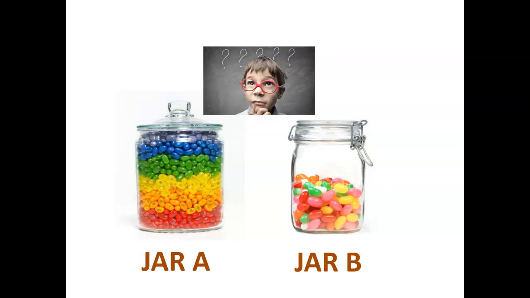Now, we're assuming that these jars are the same exact volumes. I know it looks like jar A is a little bit bigger, but just for the purposes of demonstrating density, we're going to assume they're the same volume. So jar A would be the highest density and jar B would be the lowest.